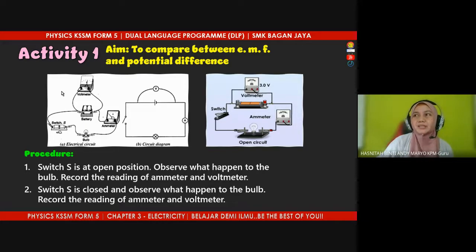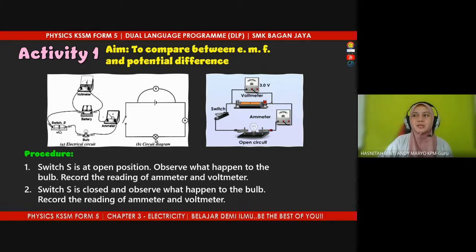Okay, back to this activity. We want to compare between EMF and potential difference. This is the circuit related to this activity. We have our circuit involving a dry cell. This is our voltmeter, this is our bulb, ammeter, and switch. Now the switch is in open position. Open position means the circuit is incomplete, so no current flows in the circuit.